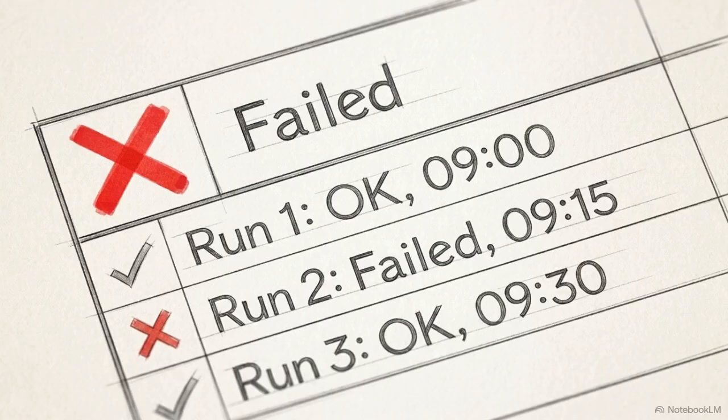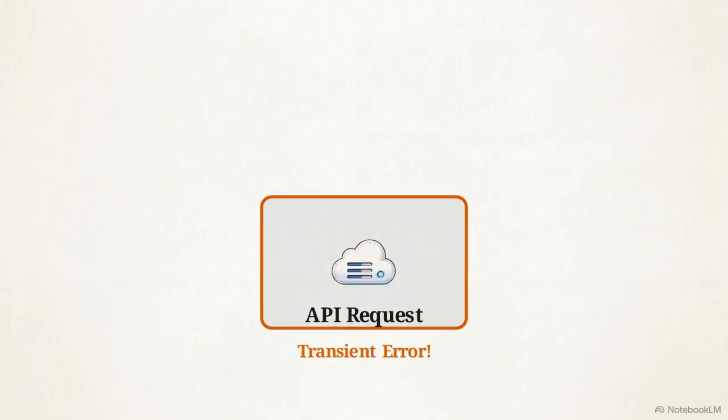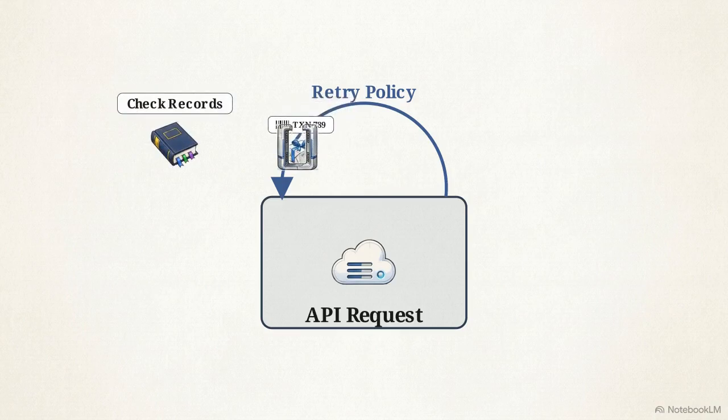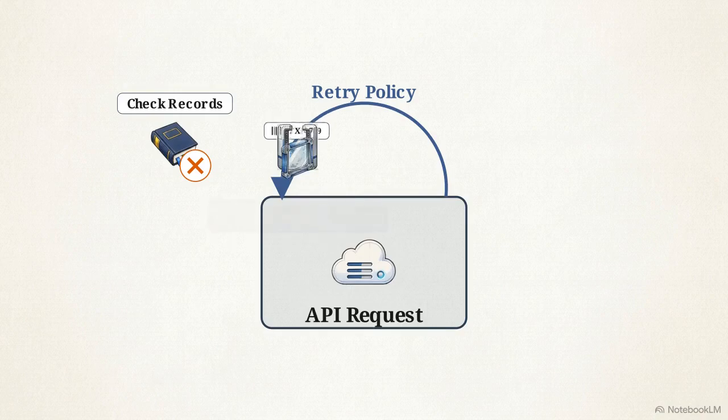Even in a perfectly optimized architecture, failures will happen. You must separate transient failures, like temporary network timeouts and API throttling, from permanent failures, such as invalid data types or missing records. For transient errors, you implement fixed or exponential retry policies in the action settings, but retries require idempotency. You must generate unique transaction IDs and check for existing records so that a retried operation does not accidentally process the same invoice twice.